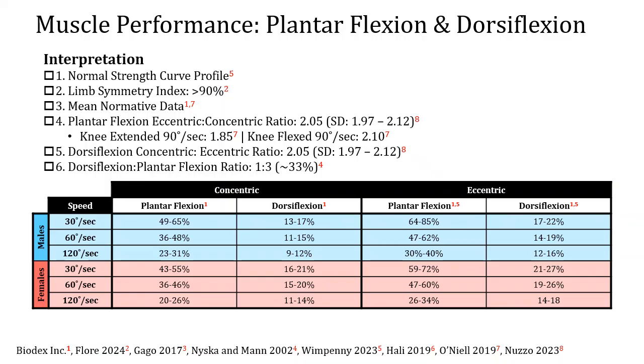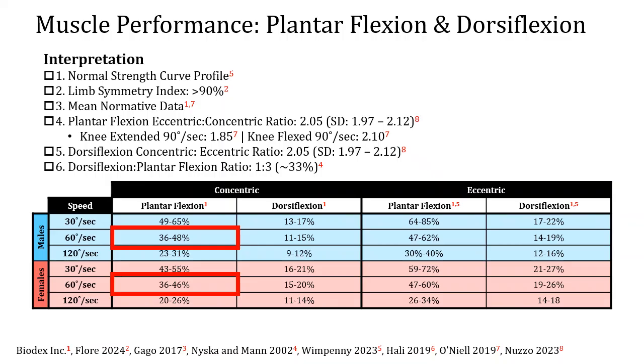So the mean would be if you just took the difference between the two values. So if we just took that first value in the upper left-hand corner for males of plantar flexion concentrically, 49 to 65% body weight, then you would be looking at approximately 57% of body weight concentrically would be the normative value there.